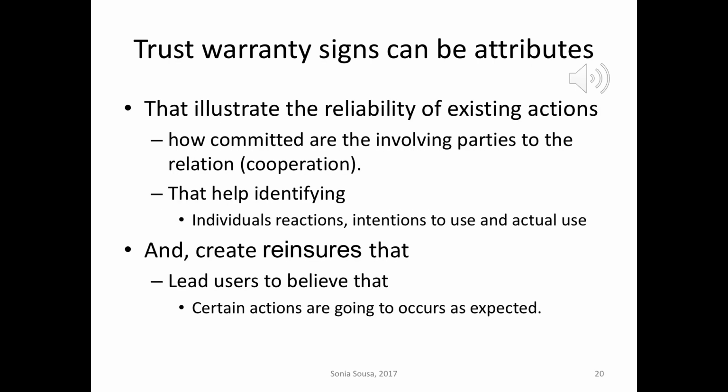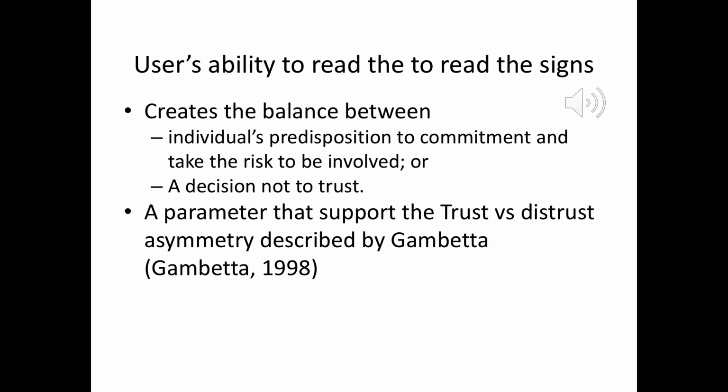Trustworthy signs can also help me understand how committed the involved parties are to the relationship. It helps me identify some individual reactions, intentions, and actual use, and also create reassurances that certain actions are going to occur as expected. So my ability to read the signs creates a balance between my predisposition to be committed to something and to take the risk to be involved, and the decision to trust or not to trust.